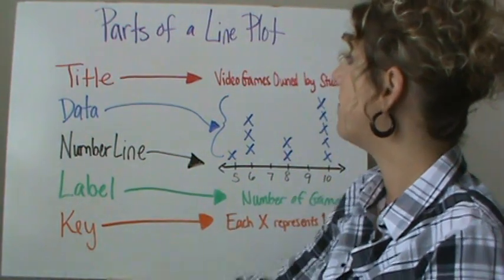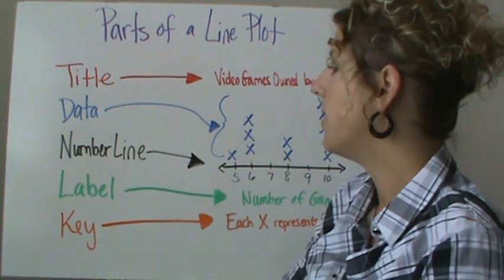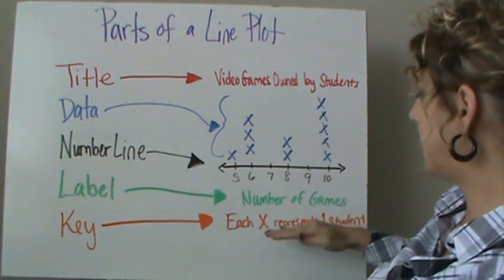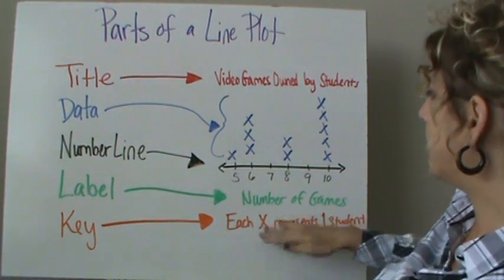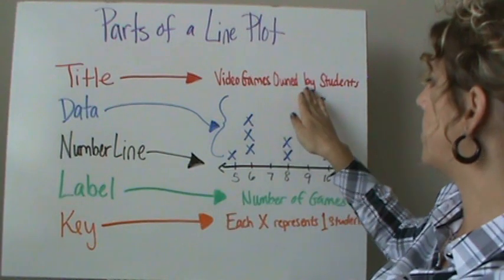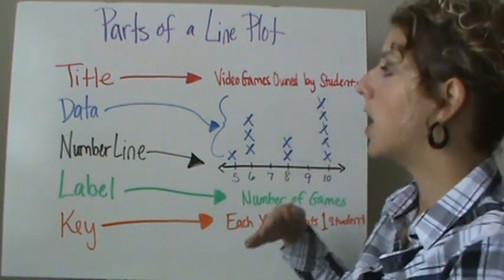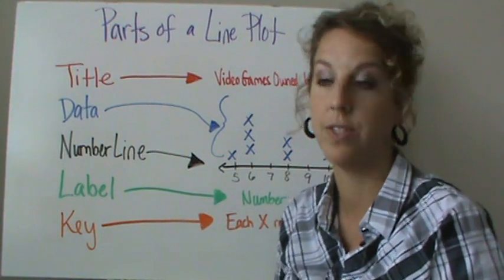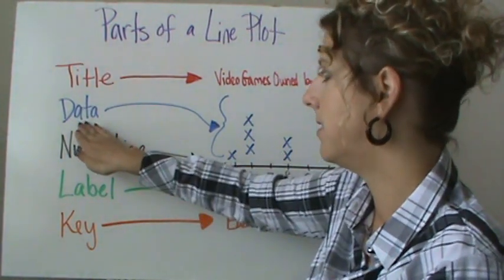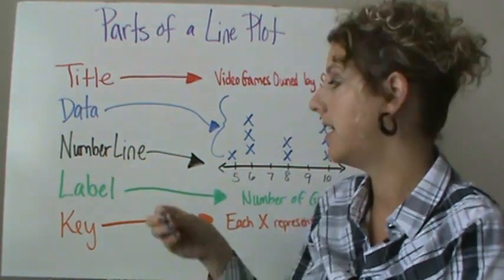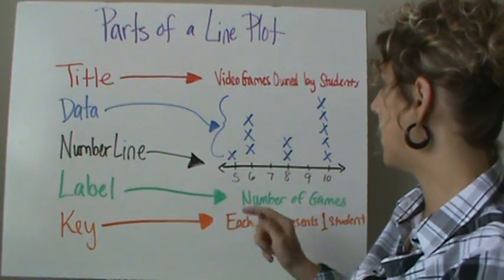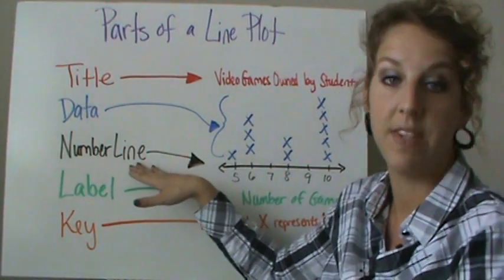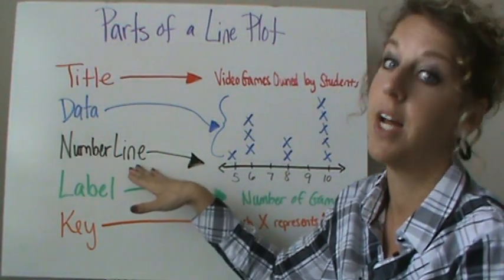The parts of a line plot. There are 5 parts to a line plot. The title. If you look at this example of a line plot, you can see the title is Video Games Owned by Students. So I did a survey to see how many video games each of my students owned. The data: I go around, I collect the data, and I plot it onto the number line, and you can see those X's. Then of course you have to have the number line, since it is called a line plot.